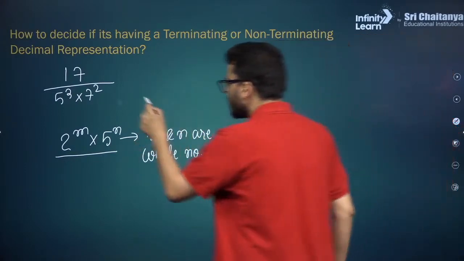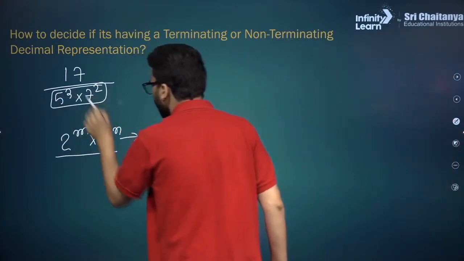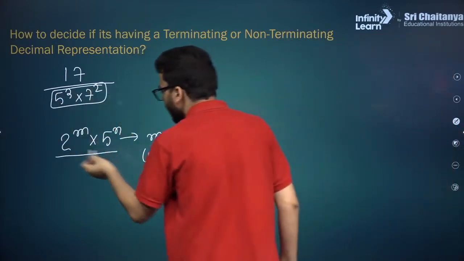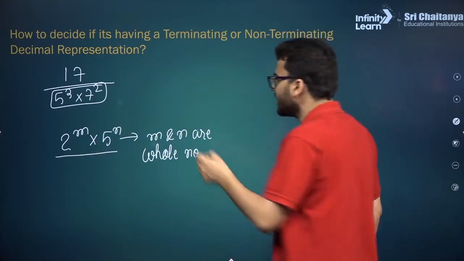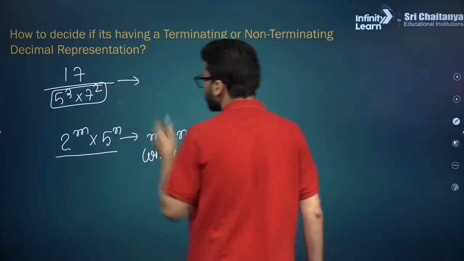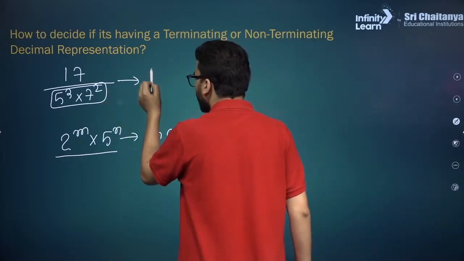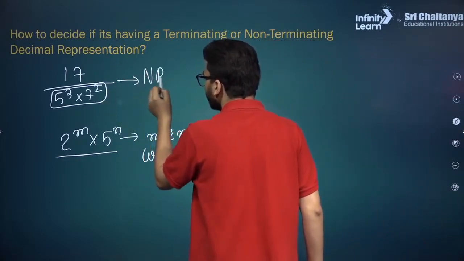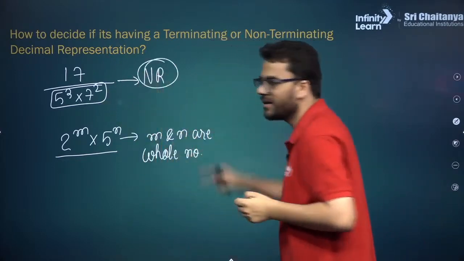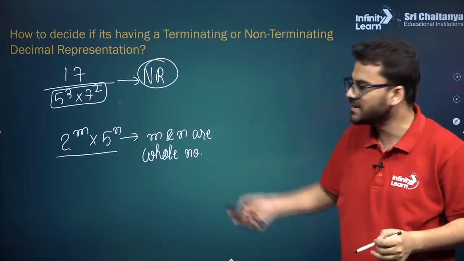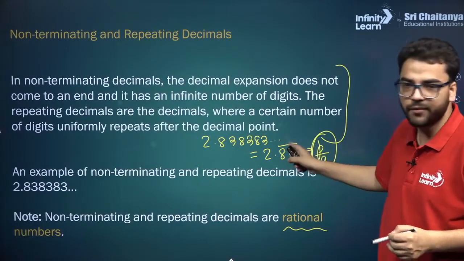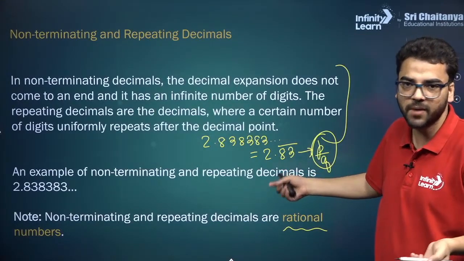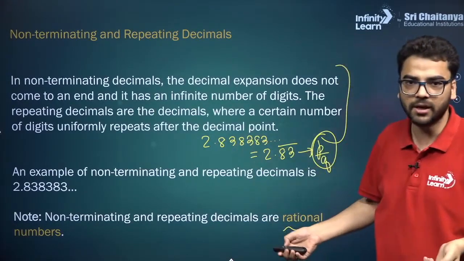Over here you see the denominator is not of that form. The denominator is not of the form 2 raised to the power m, 5 raised to the power n over here. So what you can say, this will not have a terminating decimal representation. This will have non-terminating recurring decimal representation. It means the decimal representation of this number will be of this form. I mean a vinculum you have to put. I mean after decimal something will keep on repeating.